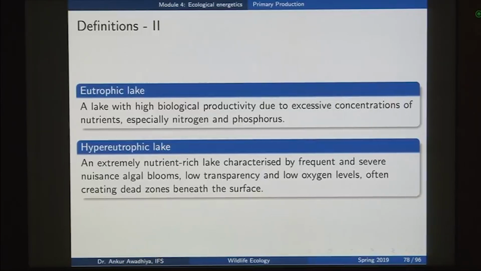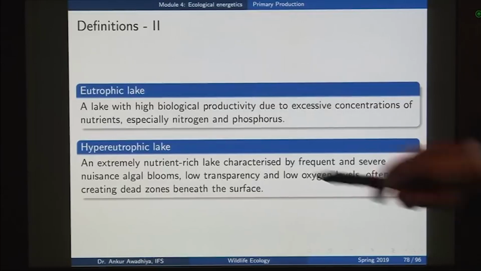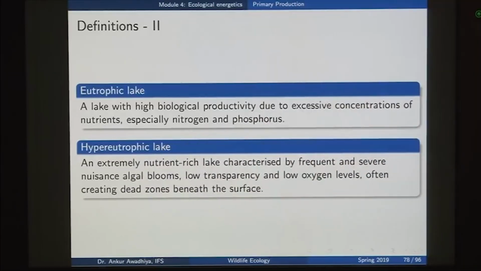So, the amount of algal blooms is so high that it is becoming a nuisance. Low transparency and low oxygen levels. Why low oxygen levels? Because once you have these heavy number of plants, they will also die after a while, and when they die off, their tissues will get decomposed, and during this process of decomposition you will have oxygen consumption by the microorganisms.